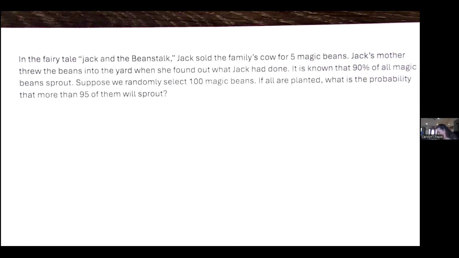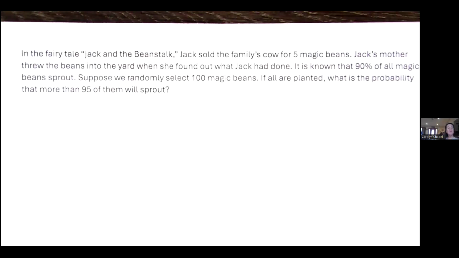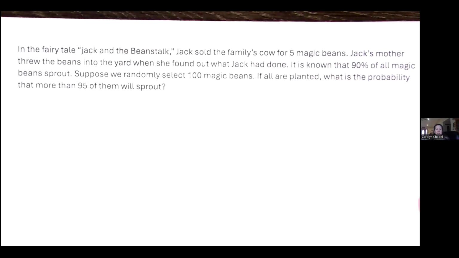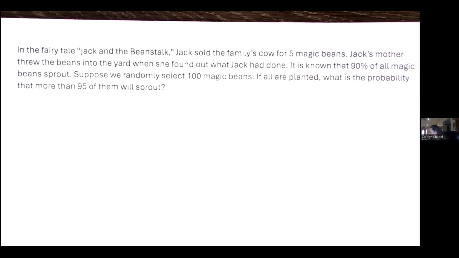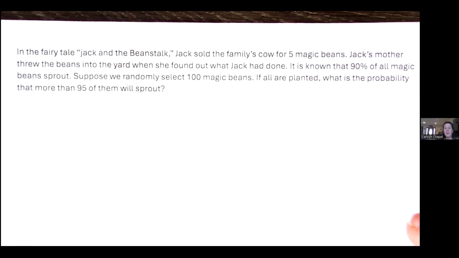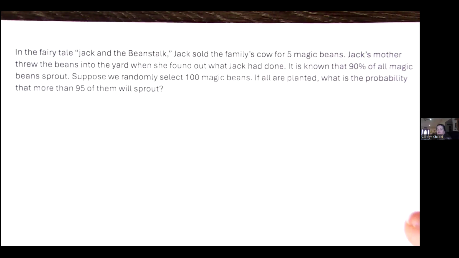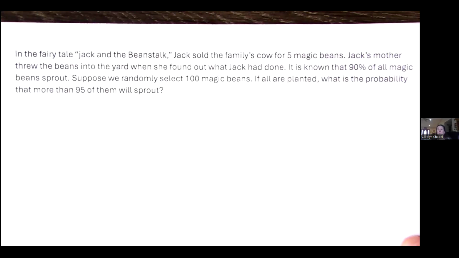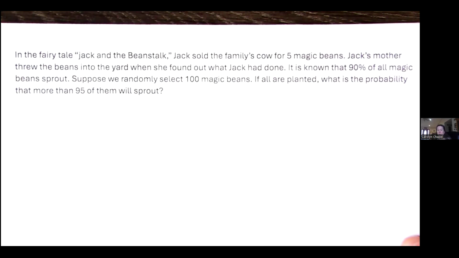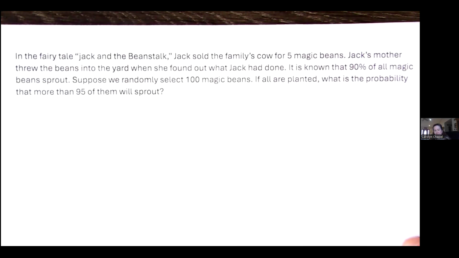All right, let's do another one. Okay. Let's do another probability. So in a fairy tale statement, Jack and the Beanstalk, Jack sold the family's cows for 5 magic beans. We knew that the mother threw them into the yard after she found out what she did. If we knew that 90% of all magic beans sprout, suppose we randomly selected 100 magic beans. If all of them are planted, what is the probability that 95 of them will sprout? So we could do this for the 5 that Jack's mom threw out, but we'll do it for 100.